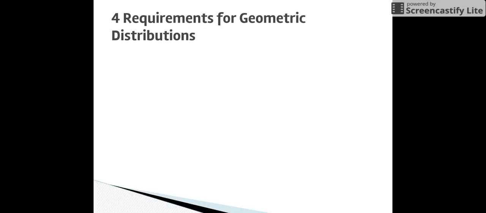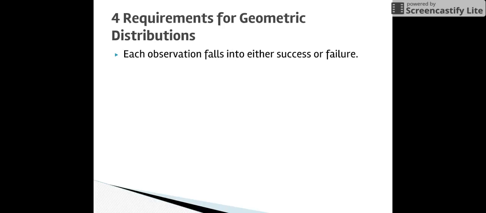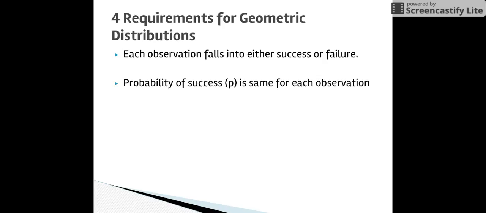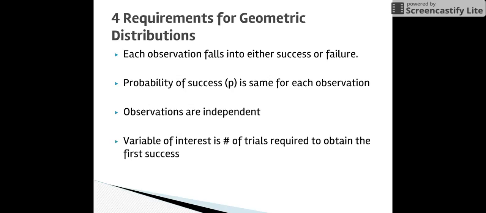For something to be geometric, it has 4 requirements. They should look very similar. The first requirement is that each observation is either success or failure. The probability of success is the same for each observation. The observations are independent. These 3 should look exactly the same as what we saw in the binomial distribution, so the only difference is the variable of interest. In this case, it's the number of trials required to obtain the first success.